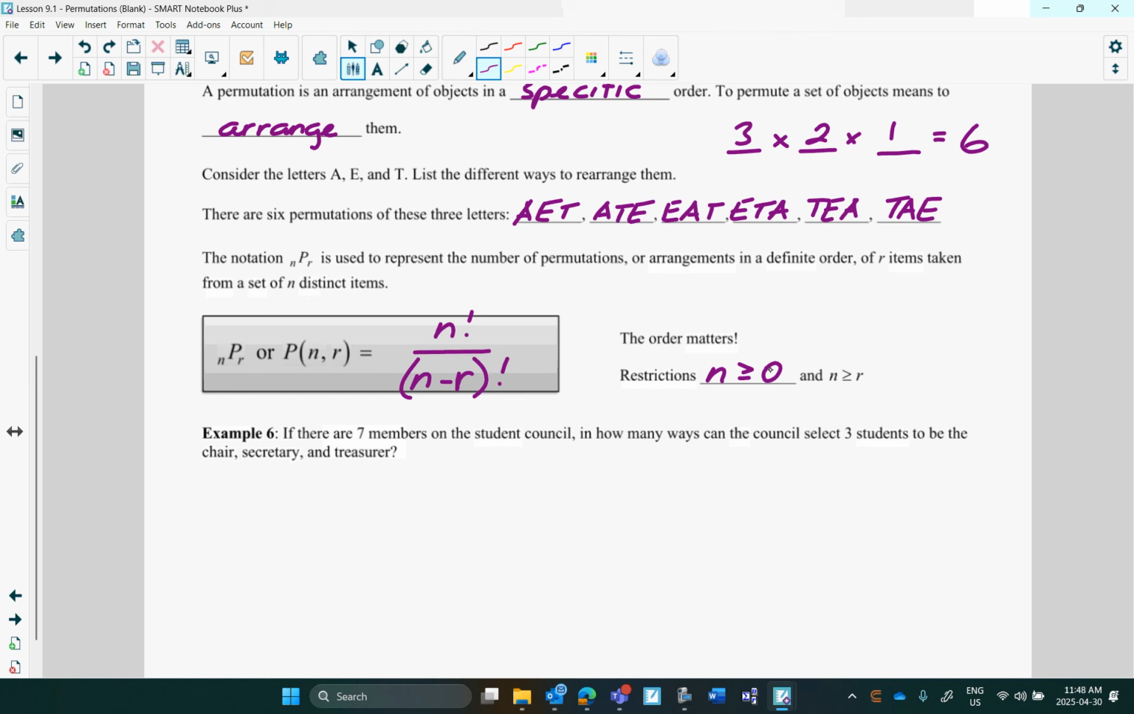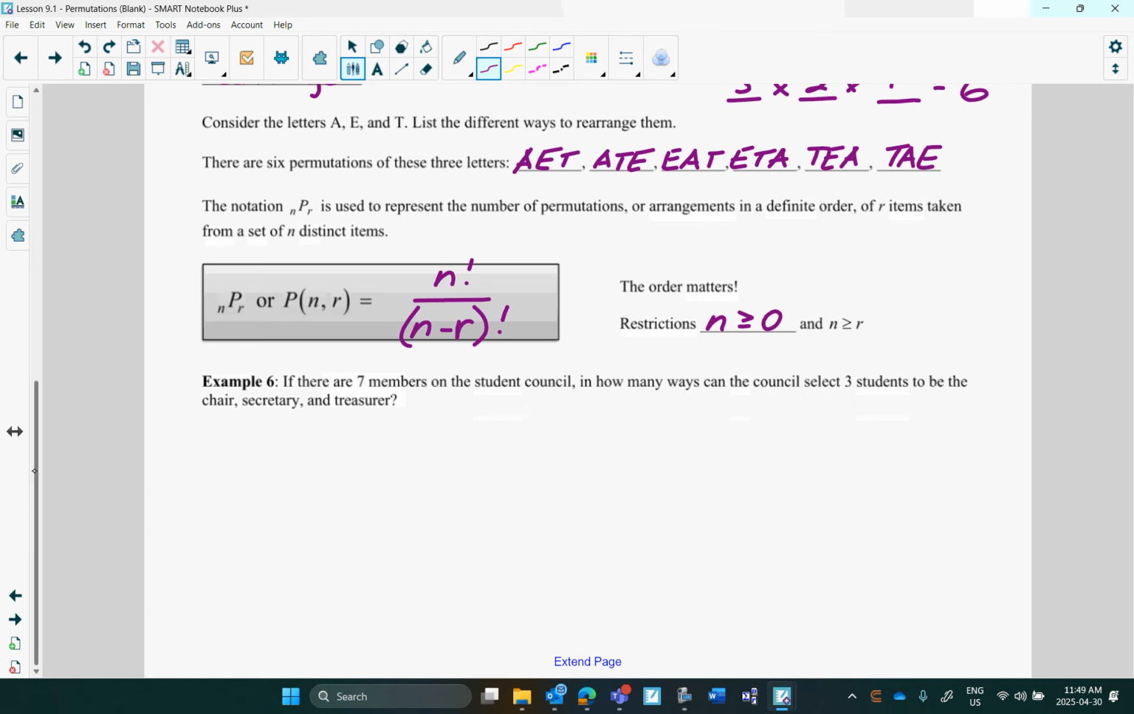But N always has to be bigger than R, or equal to. So you could have 0P0. But then you can't have 0P1, because that's saying how many ways can you arrange 1 from nothing, which doesn't make sense, right?